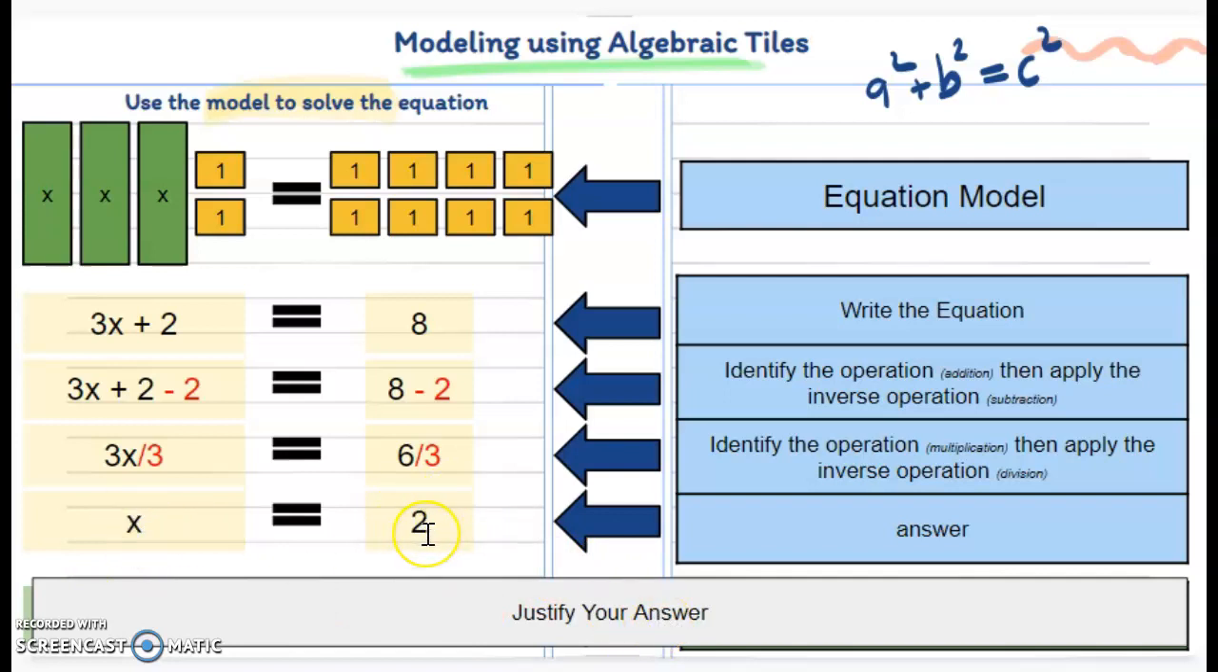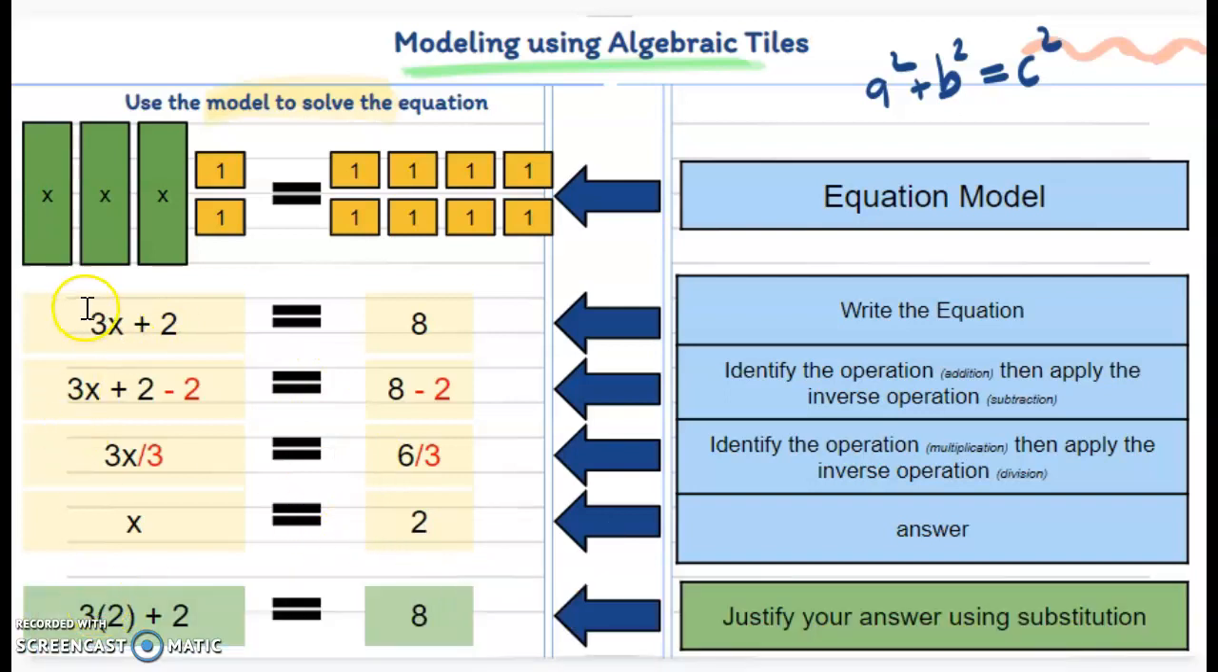Now, to justify my answer, to make sure I got it correct, I'm going to take that x equals 2, and where I see an x, I'm going to replace it with the 2. And that's what you're going to see right here. So 3 times, where it was x, now it's 2, plus 2, and I have a plus 2 down here, and 8 and 8. So 3 times x, 3 times 2 is 6, plus 2 equals 8. Does 8 equal 8? Yes, it does. That's a true statement, so I know I have my answer correct, as in x equals 2.